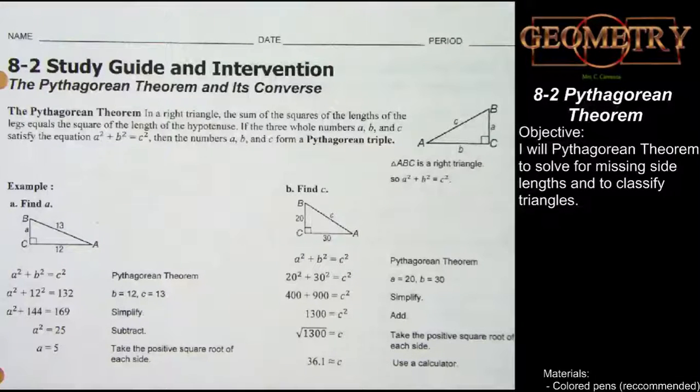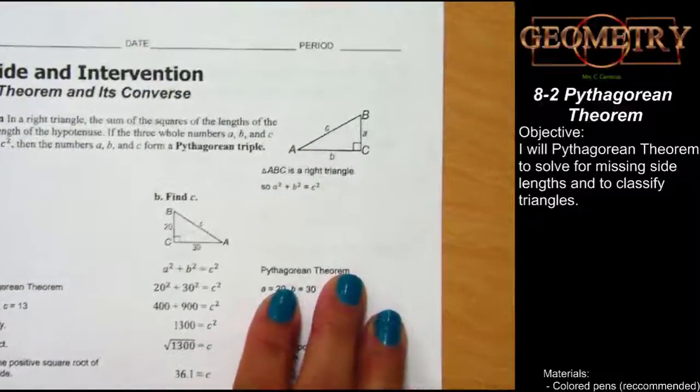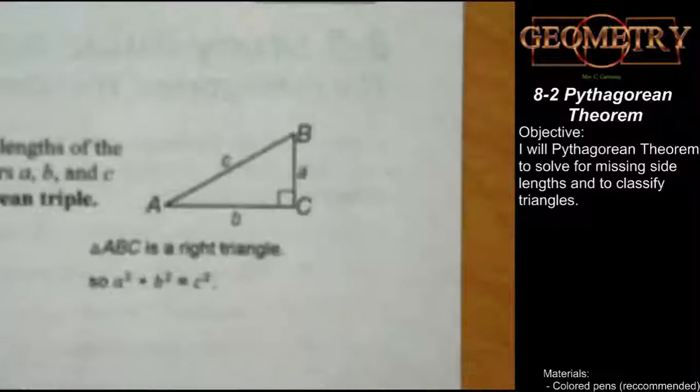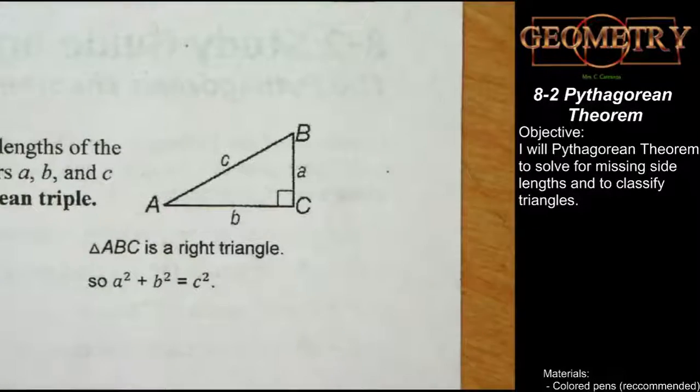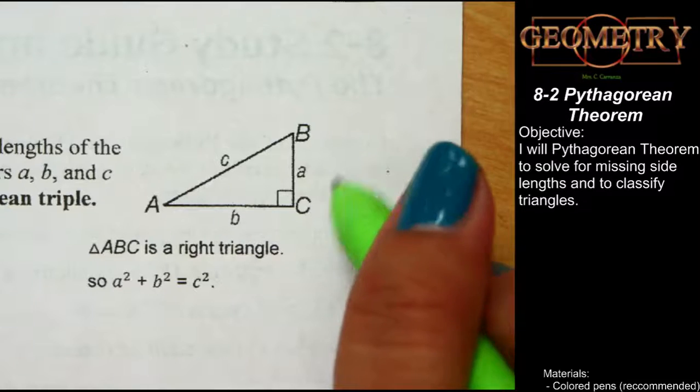Welcome back. We're looking at 8.2 Study Guide, the Pythagorean Theorem and its converse. We're going to look first at the Pythagorean Theorem, just a quick reminder of what it is. Here is a right triangle that we can use the Pythagorean Theorem on.